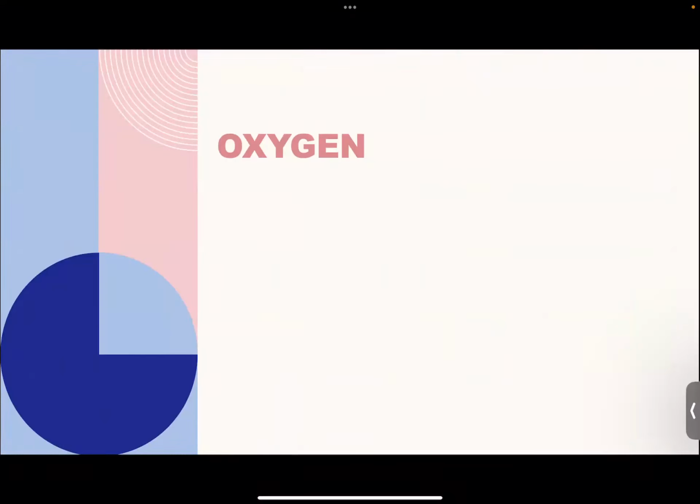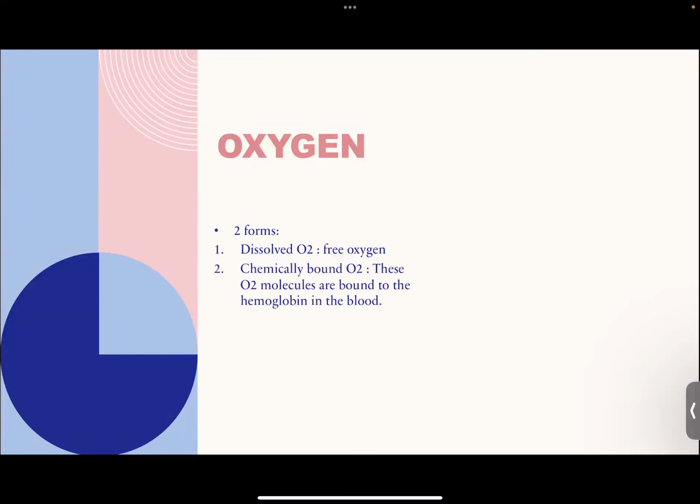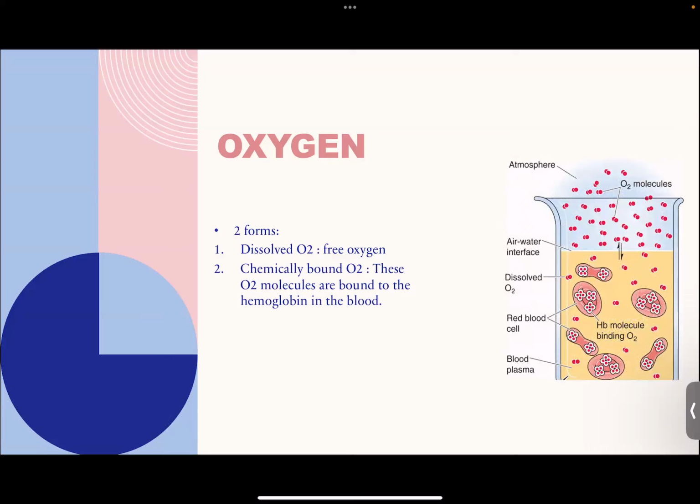So, oxygen in our body, it's present in two forms. There is a physically dissolved form, which is basically just the free oxygen molecules. And we also have chemically bound oxygen. So bound to what? They're bound to the hemoglobin in the blood. And just so you can visualize it, it's this way.